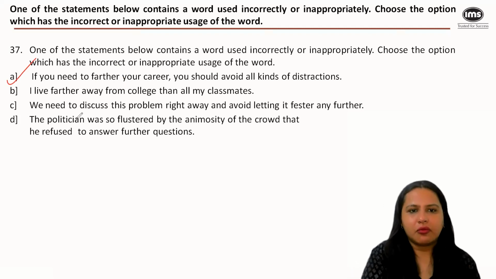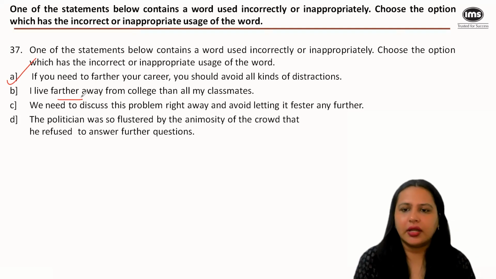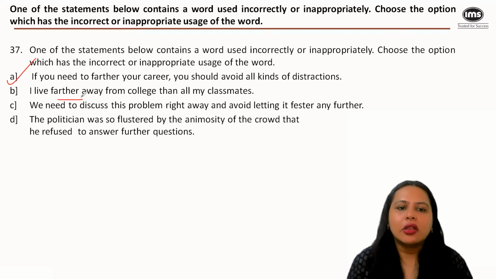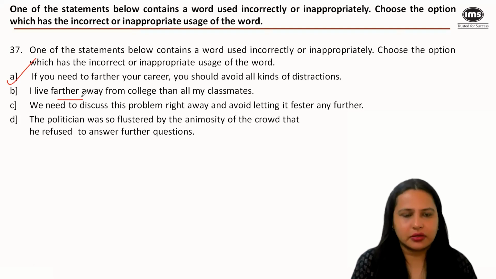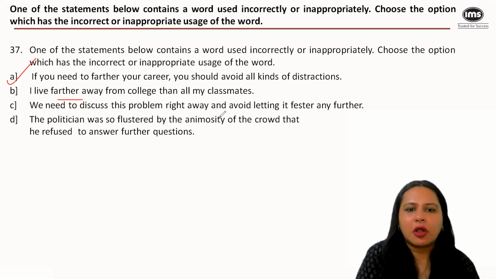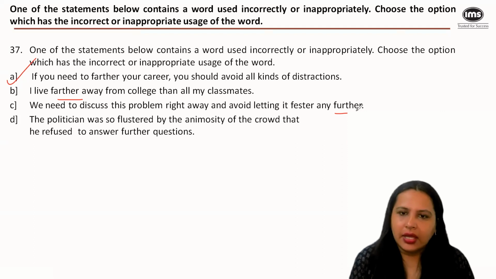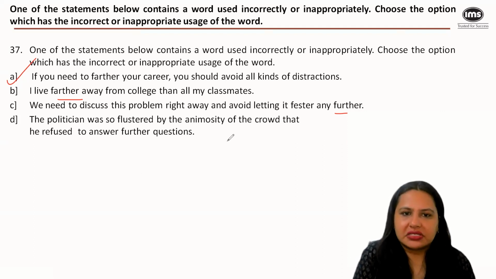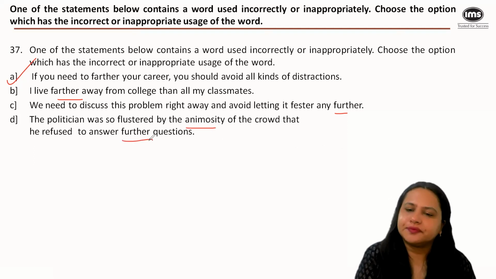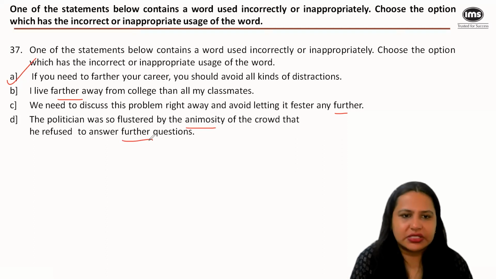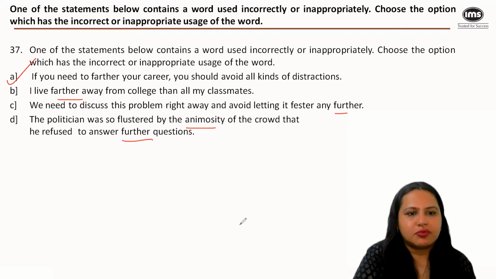I live farther away from college than my classmates. It is talking in terms of distance: my classmates are in proximity to the college while I live farther. So this is correct. We need to discuss this problem right away and avoid letting it fester any further. There should not be any addition to whatever the problem has caused right now; it should not get serious any further. The politician was so flustered by the animosity, the hatred, of the crowd that he refused to answer further questions, that is, additional questions. So all of them are correct except option A, and that's your answer.